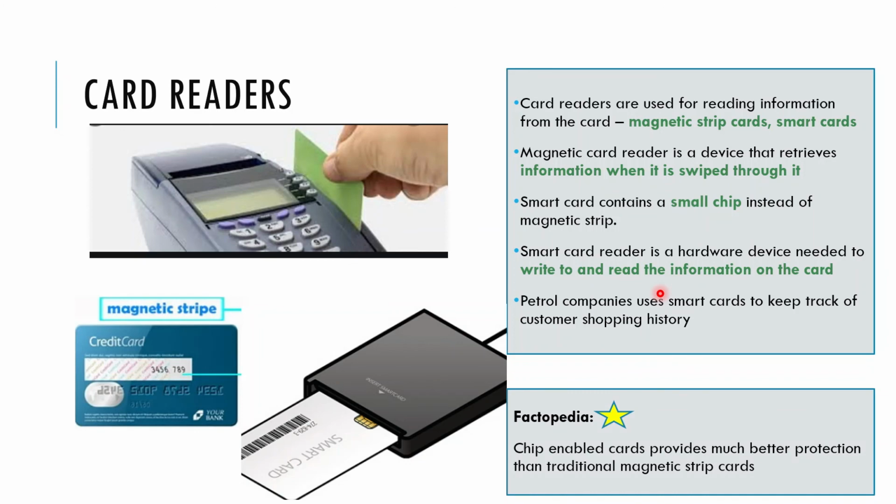Now, time for some of the important facts. Chip-enabled card provides much better protection than the traditional magnetic strip cards. So this is all about the magnetic strip cards and the smart cards. So the points which you need to remember regarding the magnetic card reader are that information is retrieved when it is swiped through it, and smart card contains a small chip instead of the magnetic strip. Smart card stores more information than the magnetic cards.